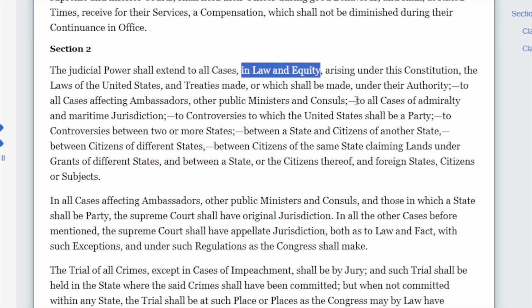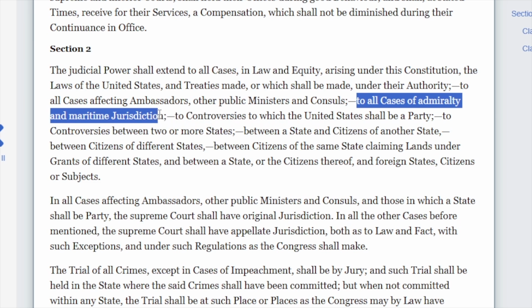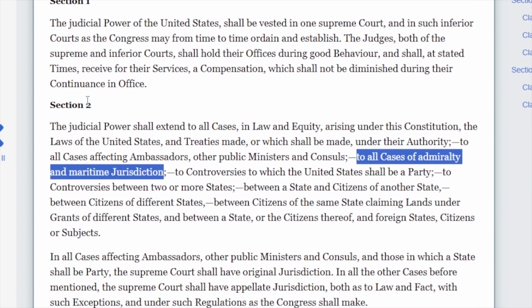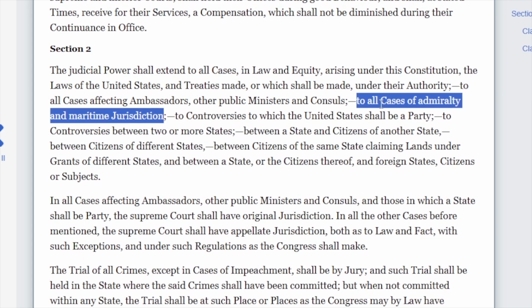And then we have one that's unique. This one here is the one that is unique. This is how it's listed here in Article 3. You have to explain it this way, or it doesn't make sense. To all cases of admiralty and maritime jurisdiction. This is its own jurisdiction. And these have merged into the Federal Rules of Civil Procedure and Criminal Procedure.